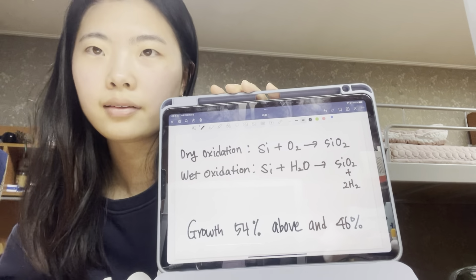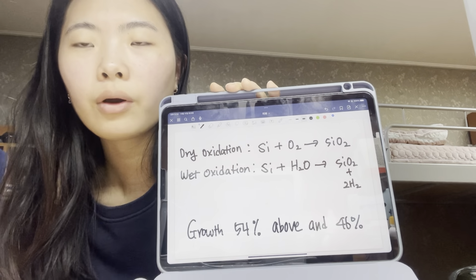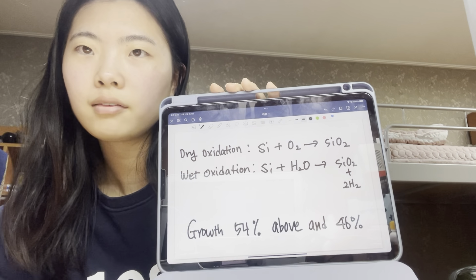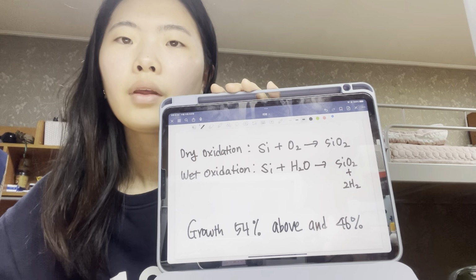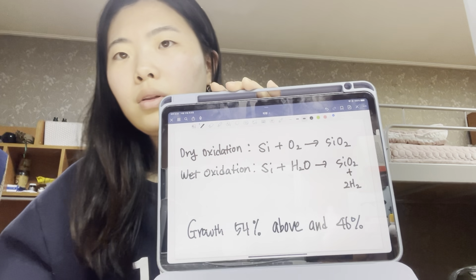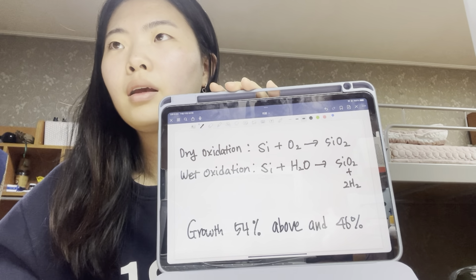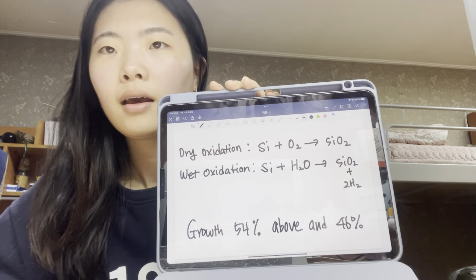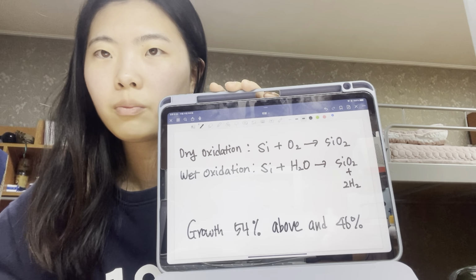So wet oxidation works very fast and it is very simple. However, dry oxidation is very slow because it uses gas. It uses oxygen gas, so the process works very slowly. But after dry oxidation, we can grow the silicon oxide only, and no byproduct will be made. Also, if we do dry oxidation, we can make a very dense material, and dielectric breakdown will happen less than with wet oxidation material.